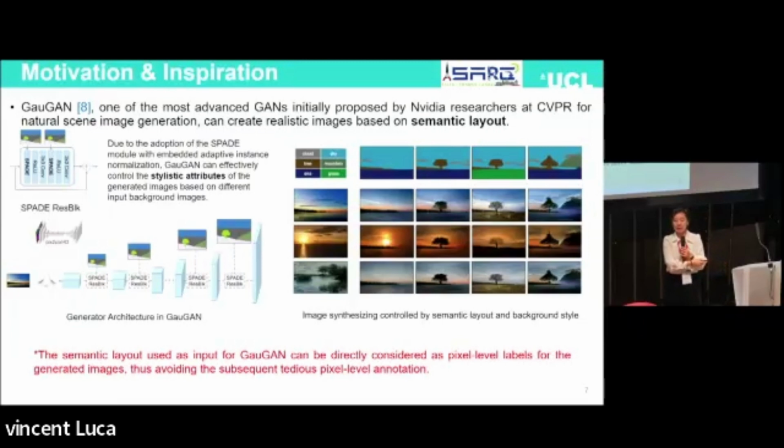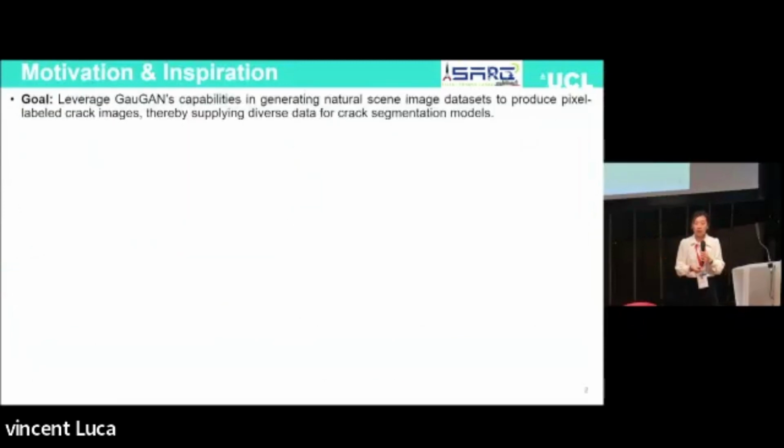So we can avoid the tedious annotation process. That's the advantage of GauGAN. We want to adopt this for the crack detection process. Until now, we would like to leverage GauGAN's capability in generating nature scene image databases to produce pixel-labeled crack images, so we can supply diverse data for crack segmentation.